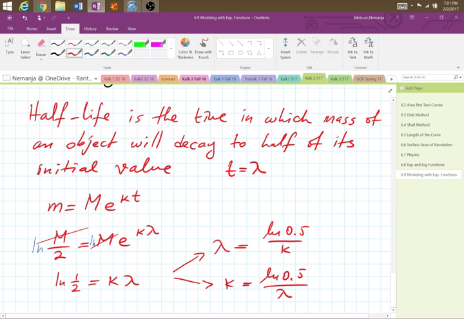How did the M's cancel? You divide both sides by M, big M. Right? Bueno?